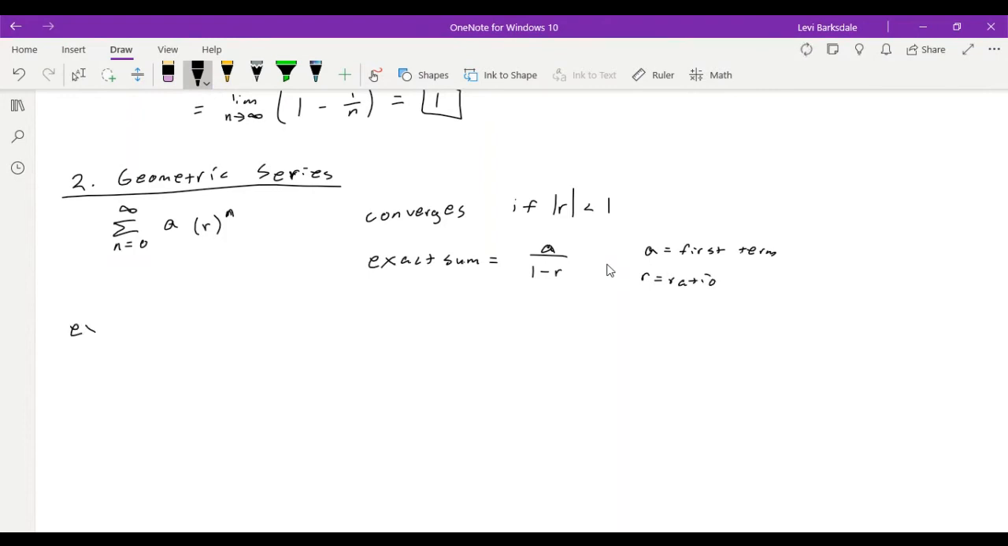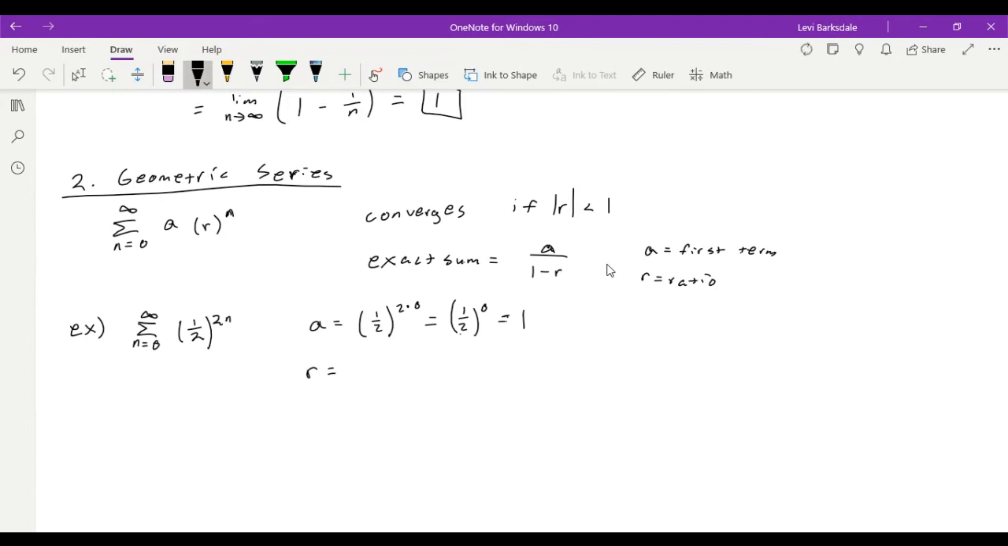So let's go ahead and do an example. Let's say we have the sum from n is 0 to infinity of 1 half to the 2n. Well, in this case, our first term a is equal to 1 half to the power of 2 times 0, which is 1 half to the 0th power, which is equal to 1.